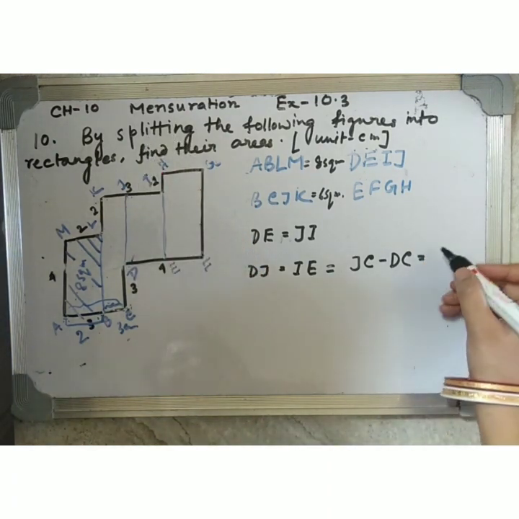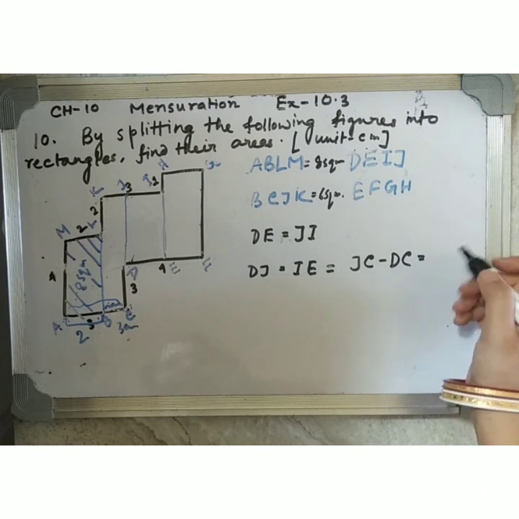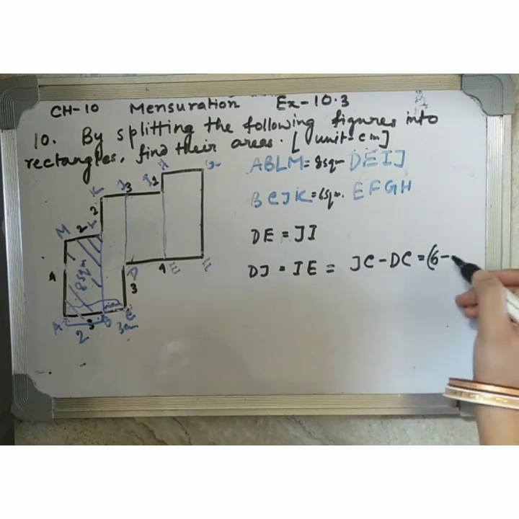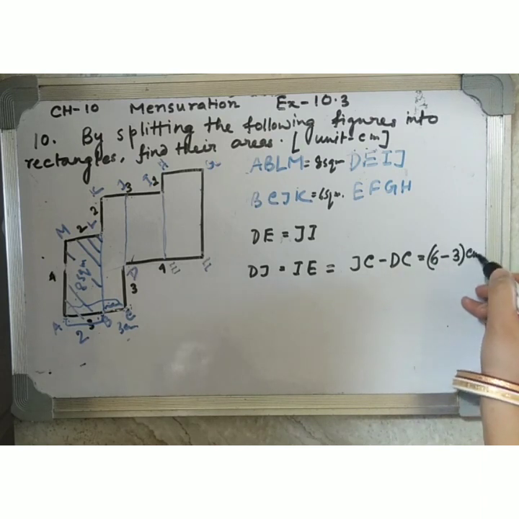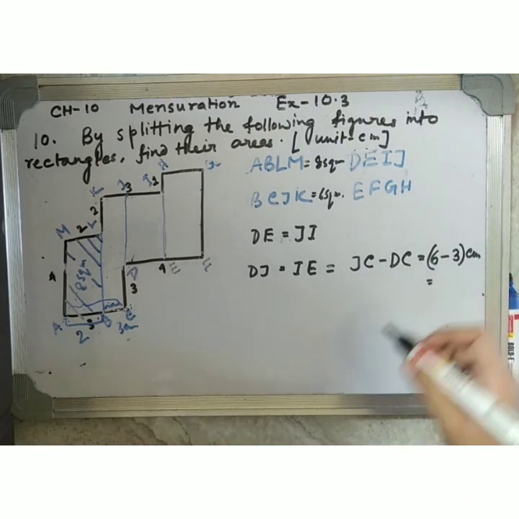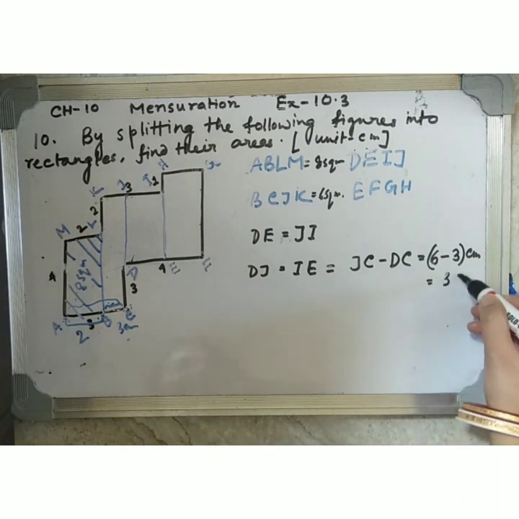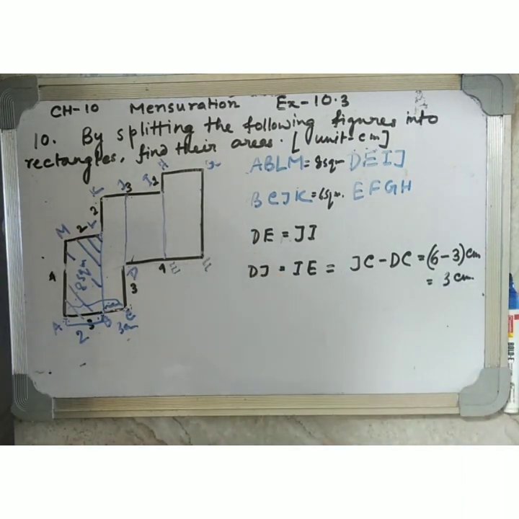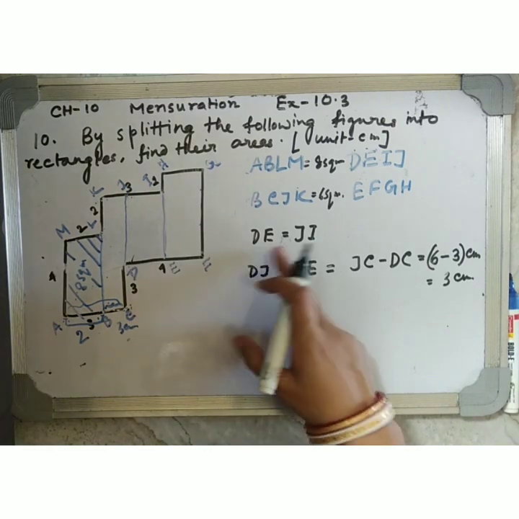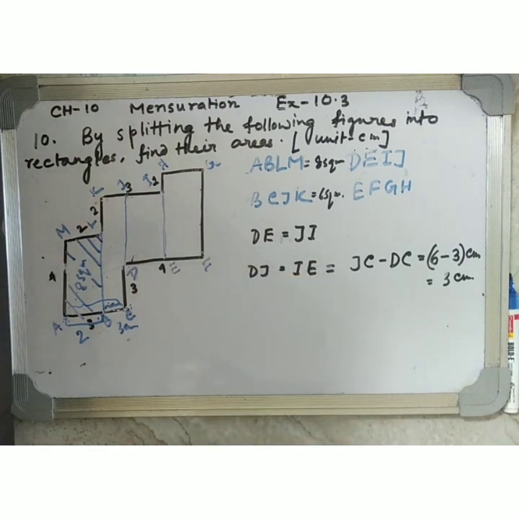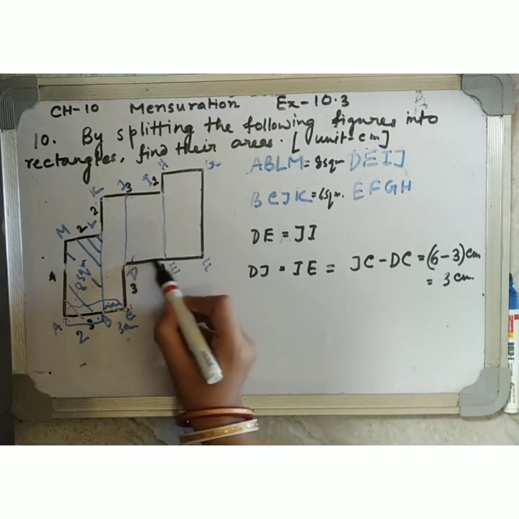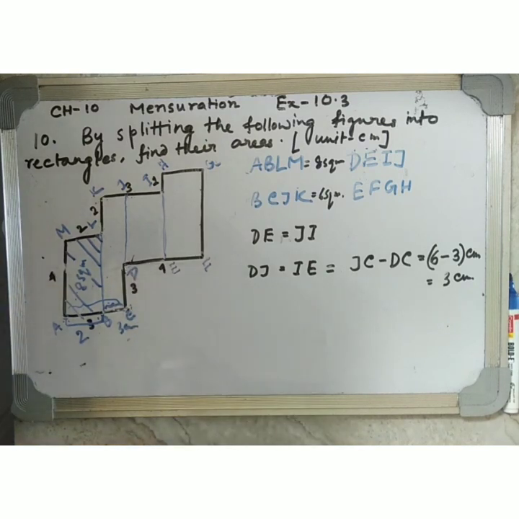So we can write it in this way. JC was of length 6 centimeter and DC is of length 3 centimeter. In the last sum we have found the length of JC, so it will be 3 centimeter, which is equal to IE. Okay, now DE and JI, these two sides are there, whose side will be found. Now what we can do? DE means this line.